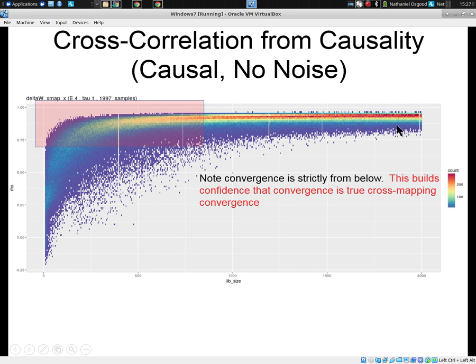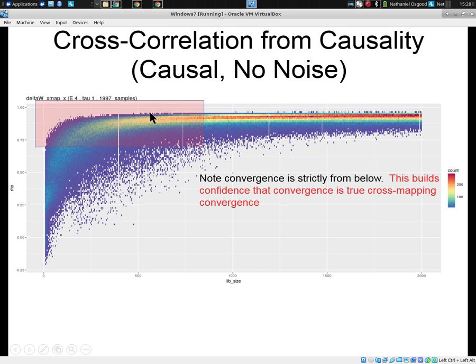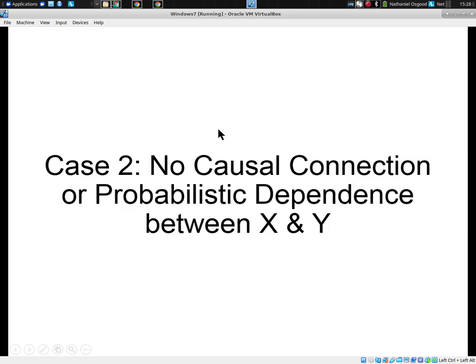This is a noiseless system, cross correlation from causality. This is another causal case without noise. It goes to basically 1 after a certain number of points. You need about 500 points here, a library of 500 points, but it just zips in. Notice the swing up. This is due to statistical reasons that I've derived before. Basically, you're dealing with small numbers down here, and it's not reliable. But as you get a larger number of points in your library, your ability to determine rho reliably rises, and you'll get a higher and higher correlation.